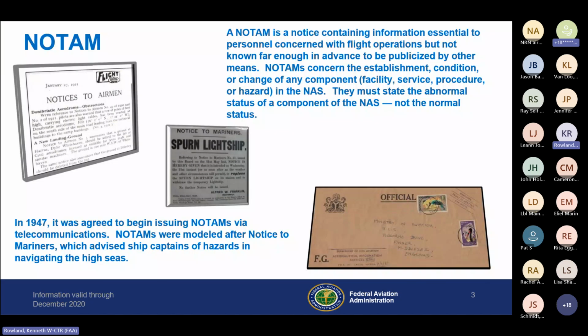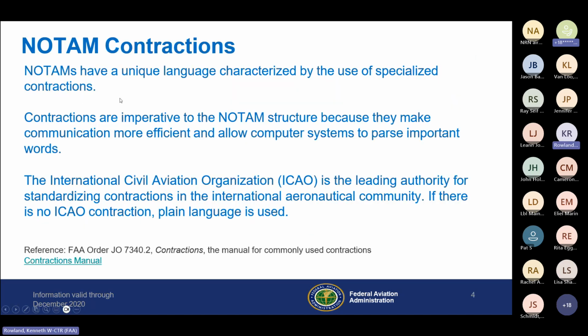Obviously, some of the same stuff, but what Jordan has said: not normal status. I'm going to give you an example of that in just a moment. But anything that's abnormal at the airport is what you're going to be issuing NOTAMs on. Contractions are very important. That's how the system categorizes and structures everything. There's a contractions manual, and we'll have a couple of links to it in here.